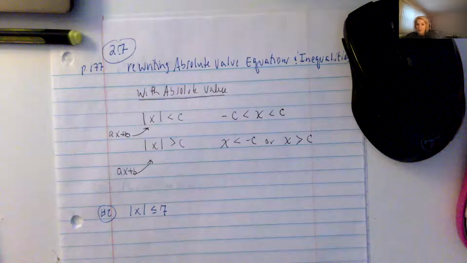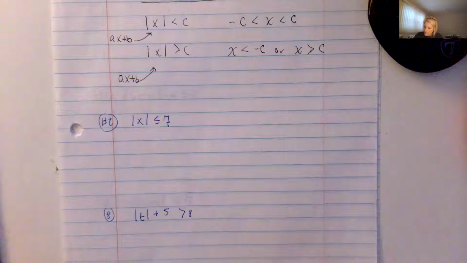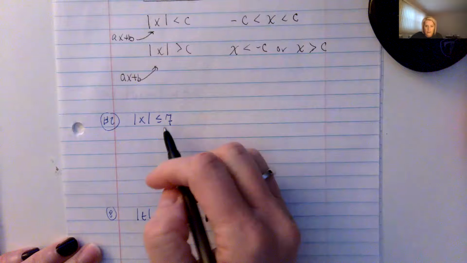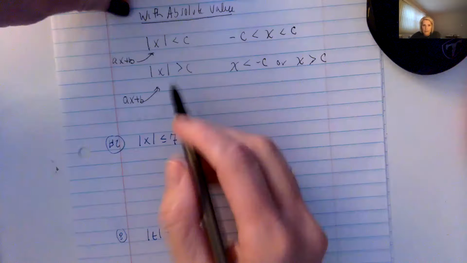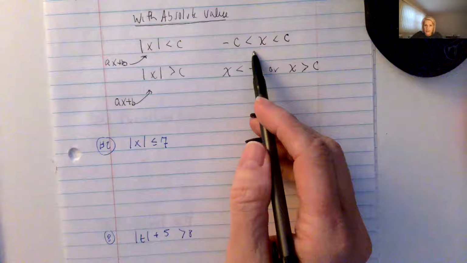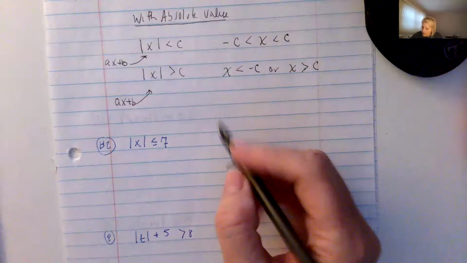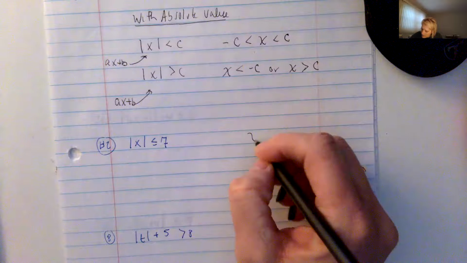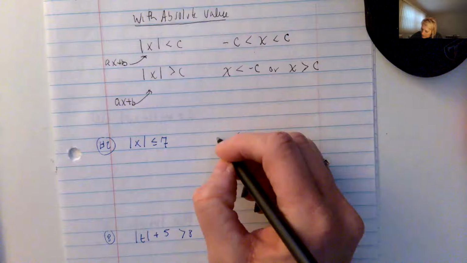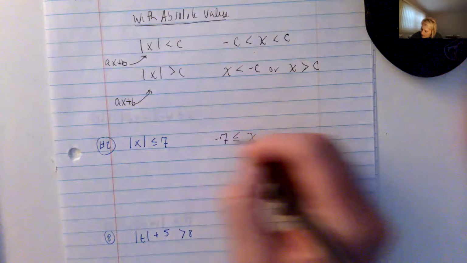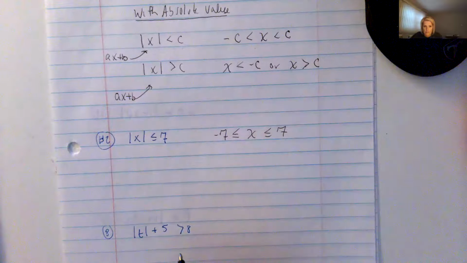So let's look at number 2. Let's just get started with a few simple ones. So the absolute value of X is less than or equal to 7. Because it's less than, X is going to be between the two. So that means X is going to be greater than or equal to a negative 7 and less than or equal to a positive 7.